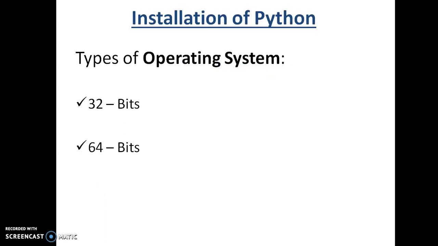Before proceeding to the actual installation of Python, we have to learn one concept, that is types of operating system. There are two types of operating system. The first is either it is a 32-bit operating system and the second is it is a 64-bit operating system. Now let us see what it is in detail.